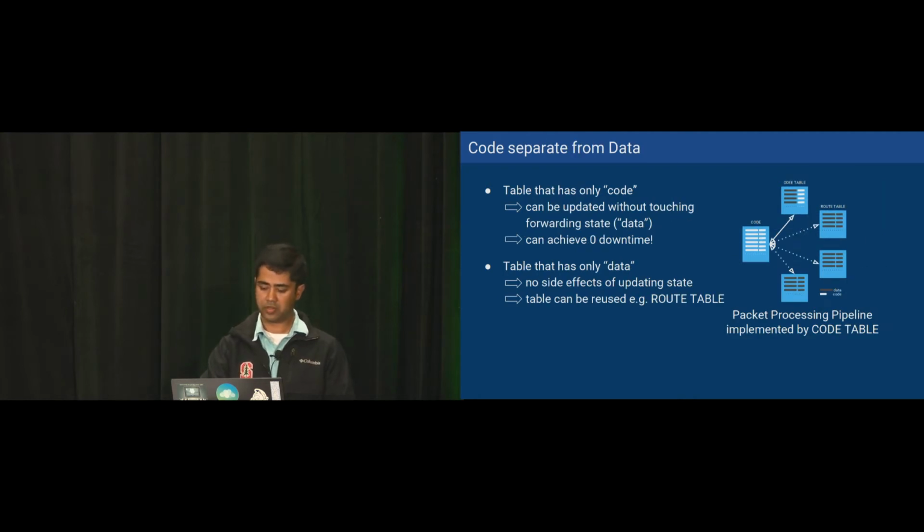For example, if the pipeline looked like this, where all the code was implemented in one singular table and all the forwarding state was put in some other tables, then it is easy to reuse tables. For example, the route table can be looked up any number of times because it doesn't really update the packet itself, and all the forwarding logic is implemented in the code table.